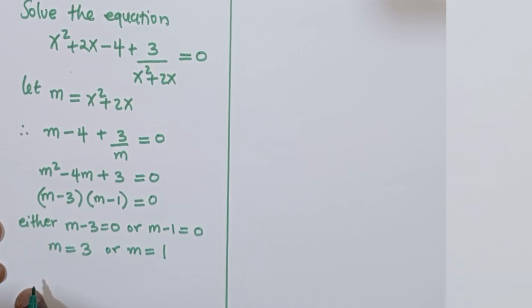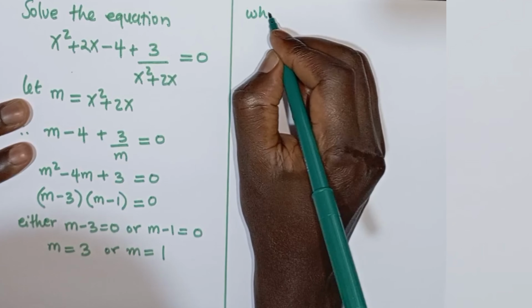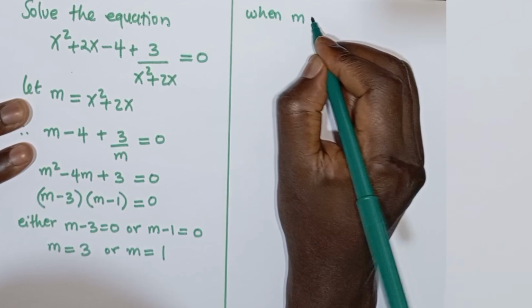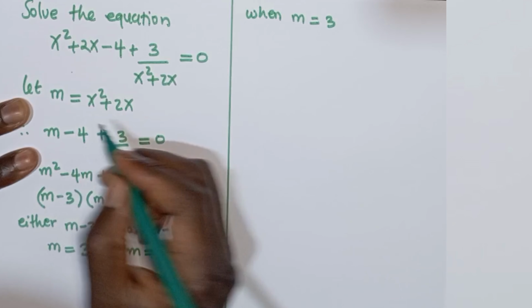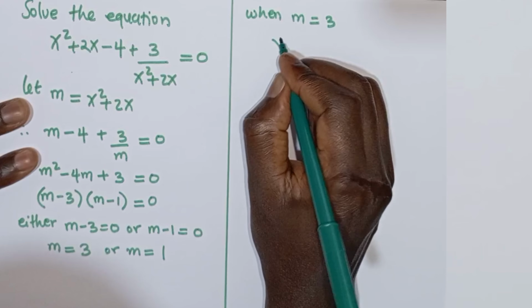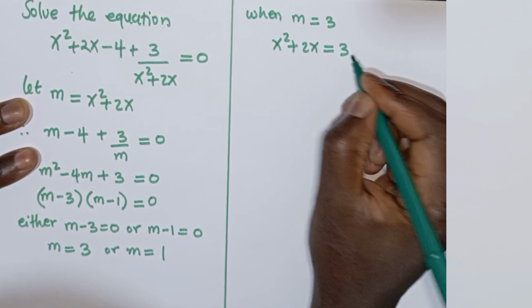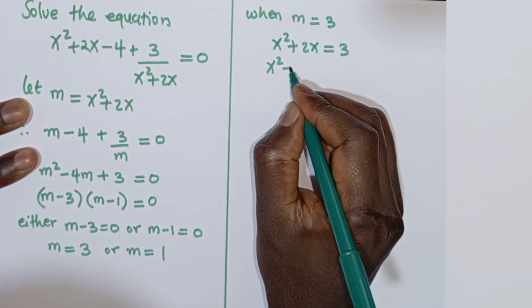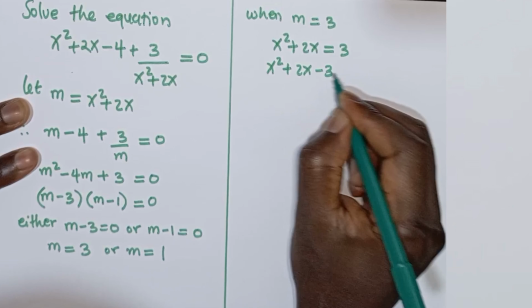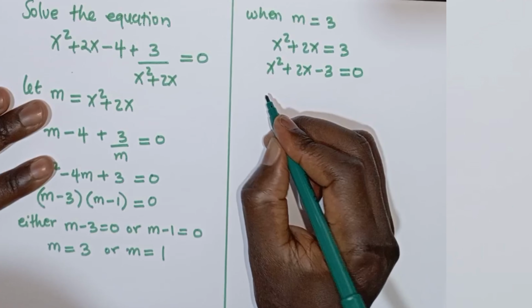After getting those values, remember our m is equal to x squared plus 2x. So when m was equal to 3, we shall have x squared plus 2x is equal to 3. So that's another quadratic equation. We can rearrange and have x squared plus 2x minus 3 is equal to 0. You can solve that equation using any method that you want.